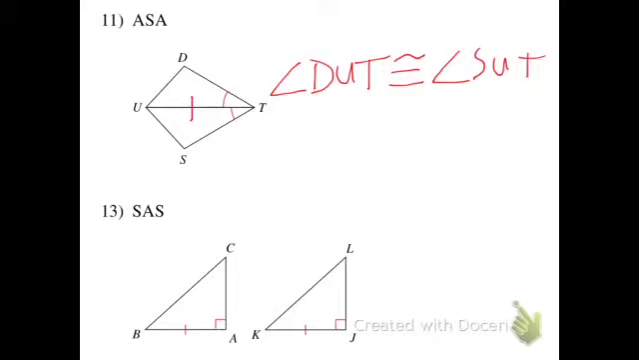On 13, we need side, angle, side. We already have the pairs of angles that are congruent. We need side, angle, side. So we need those pairs of sides to be the same. And so we need CA to be congruent to LB.